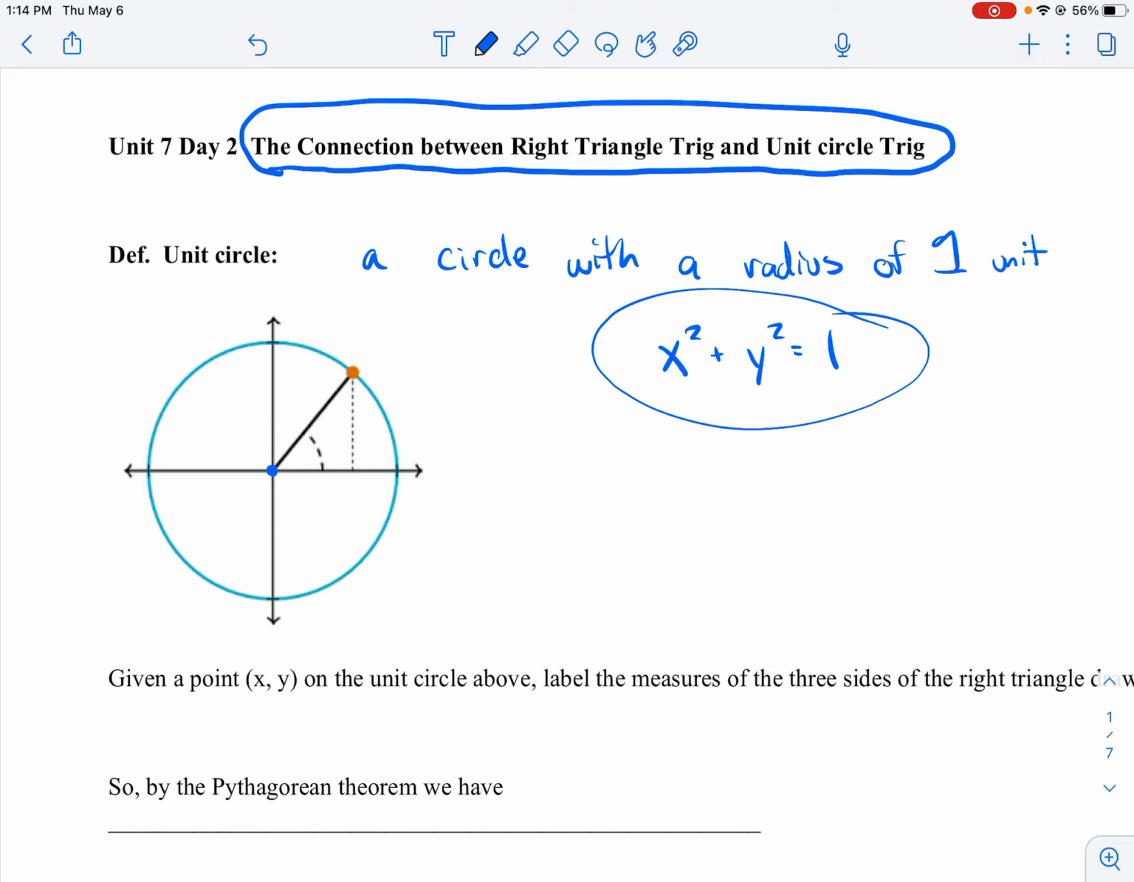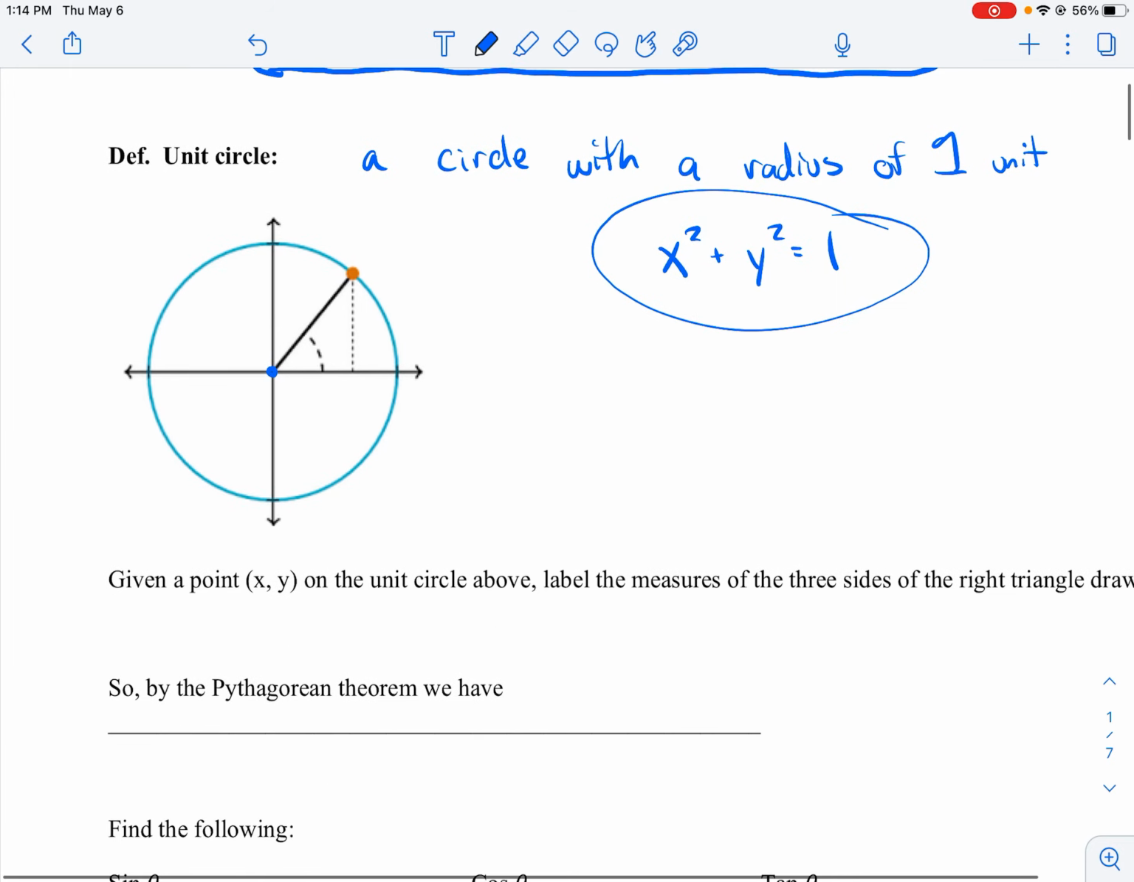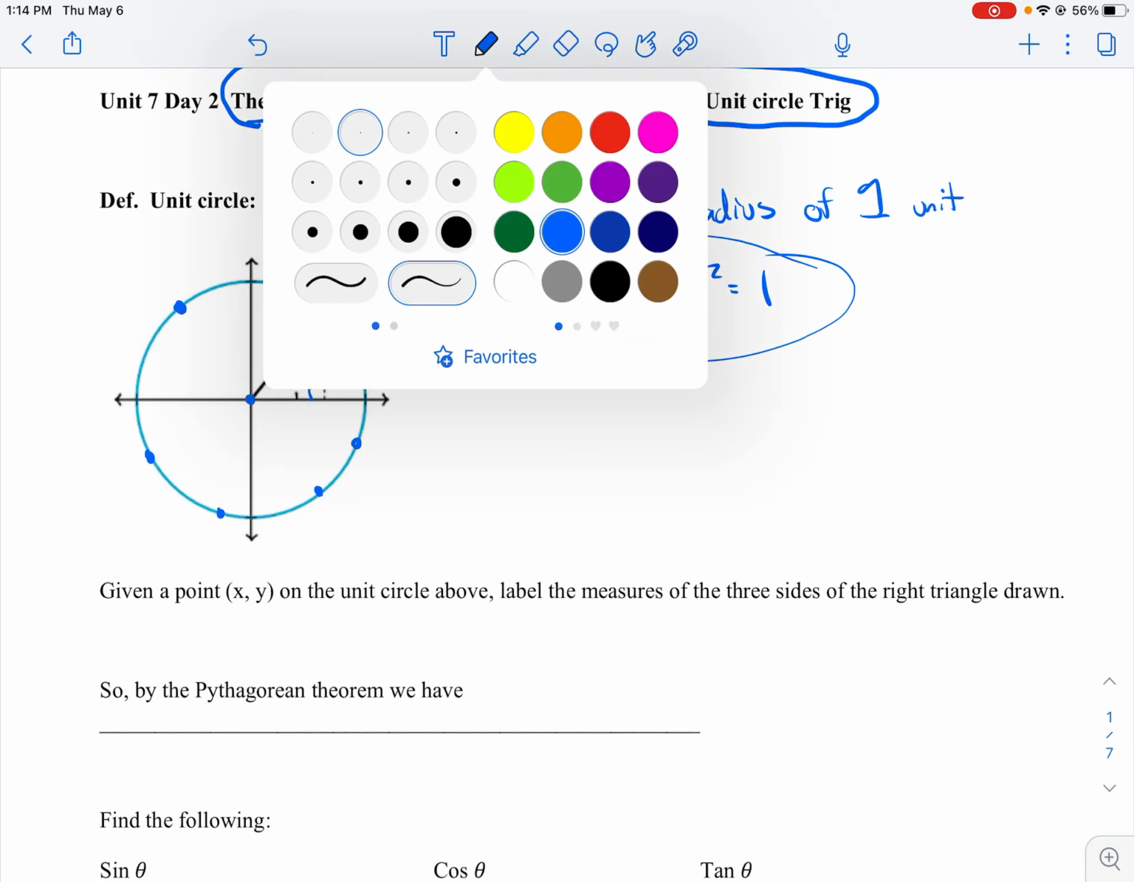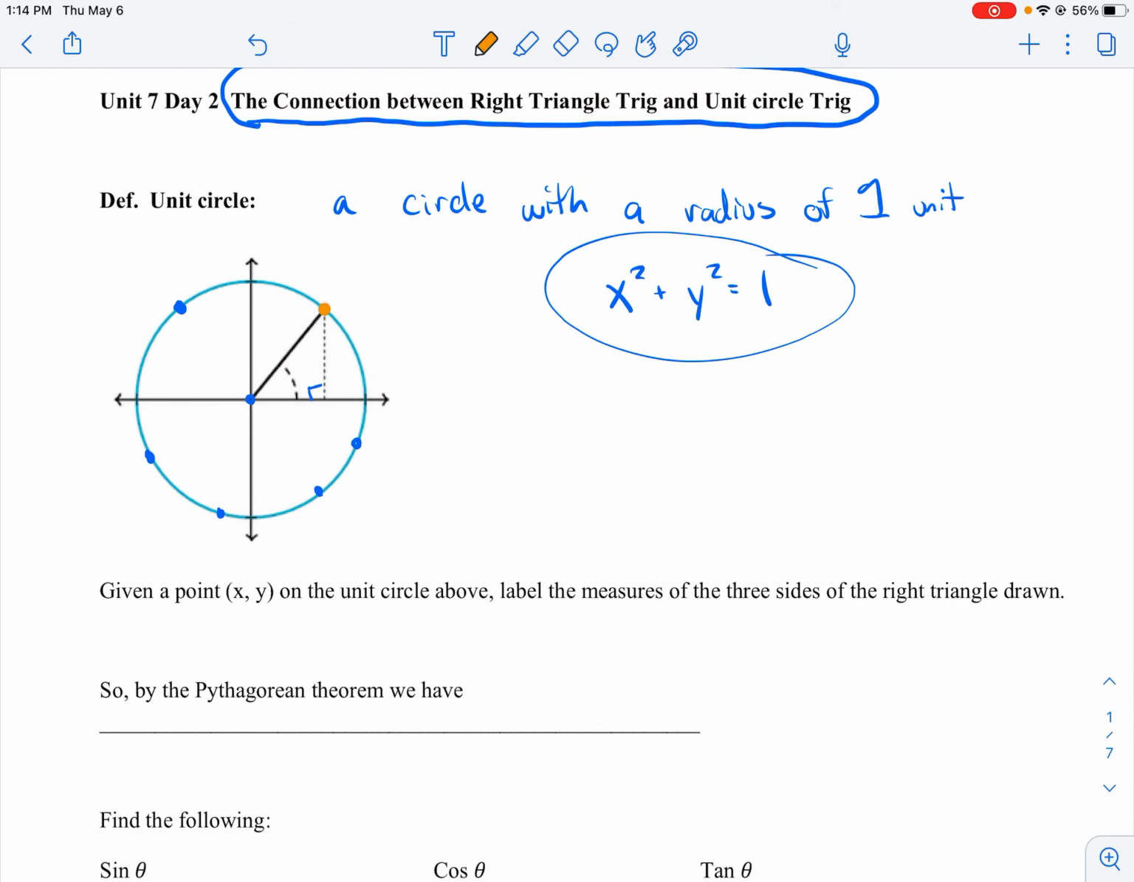circles. Okay? Now, given a point x, y on the unit circle above, label the measures of the 3 sides of the right triangle drawn. Okay? Now, what we've got to remember, all right, is when we're talking about the unit circle, we're talking about points only on this unit circle. Okay? And so, hence this point right here, which is highlighted in orange, okay, is the one we're talking about. All right? Now, what you want to do is you always want to draw a nice perpendicular line to your horizontal axis. And there's only one horizontal axis, that's your x-axis.